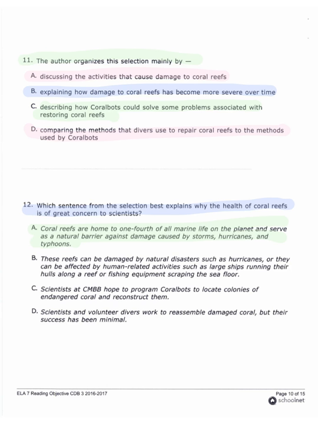A. Coral reefs are home to 1/4 of all marine life on the planet and serve as a natural barrier against damage caused by storms, hurricanes, and typhoons. B. These reefs can be damaged by natural disasters such as hurricanes, or they can be affected by human-related activities such as large ships running their hulls across a reef or fishing equipment scraping the sea floor.